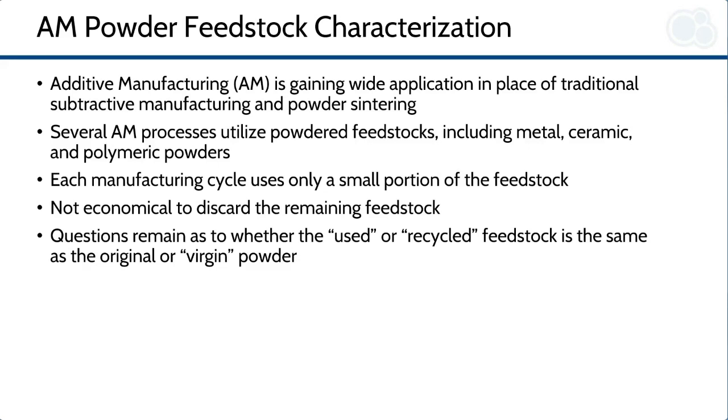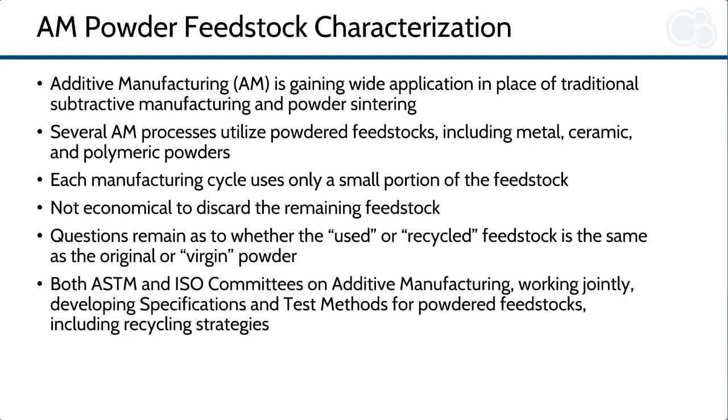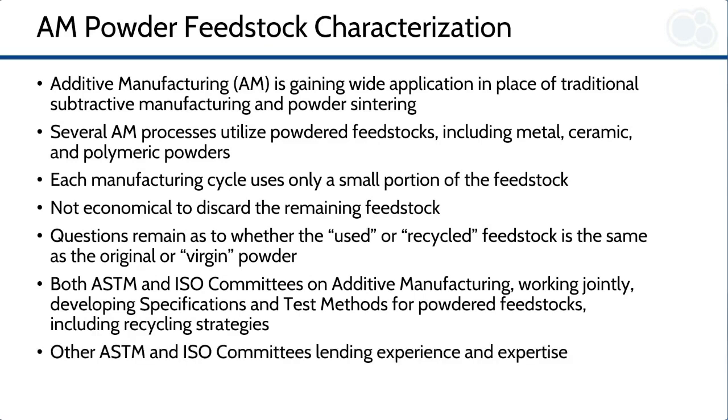First, the important properties of the AM feedstocks need to be specified, and then test methods need to be documented to verify whether a lot of powder meets specifications. ASTM Committee F42 and ISO TC 261, working jointly, are developing specifications and test methods to do just that. Other ASTM and ISO committees are providing assistance and expertise.